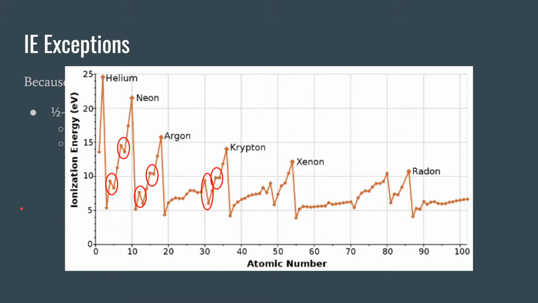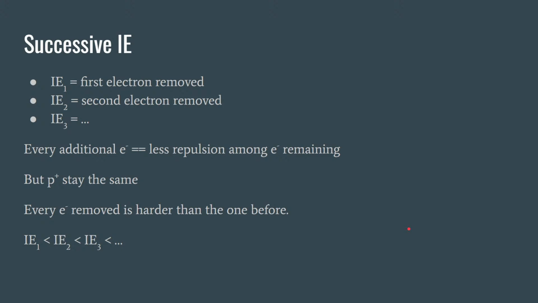But we can also talk about removing multiple electrons. We can remove the first electron, we can remove a second electron, we can remove a third electron. So these are successive, that's what I call them, repeated ionization energies. We call it the first, the second, the third ionization energies.